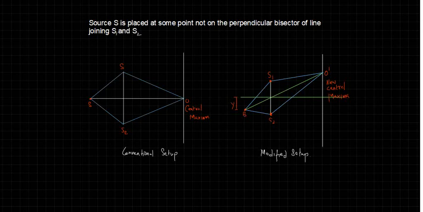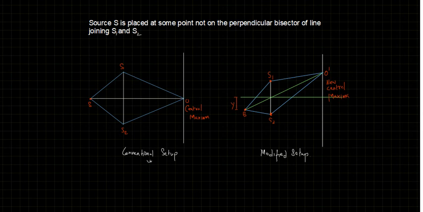Let's say in Young's double slit interference experiment, the monochromatic source S is not placed at the perpendicular bisector of the two slits S1 and S2. That means it is not placed exactly midway between S1 and S2. Somewhere it is being moved downward or taken up. So this is not the conventional setup.